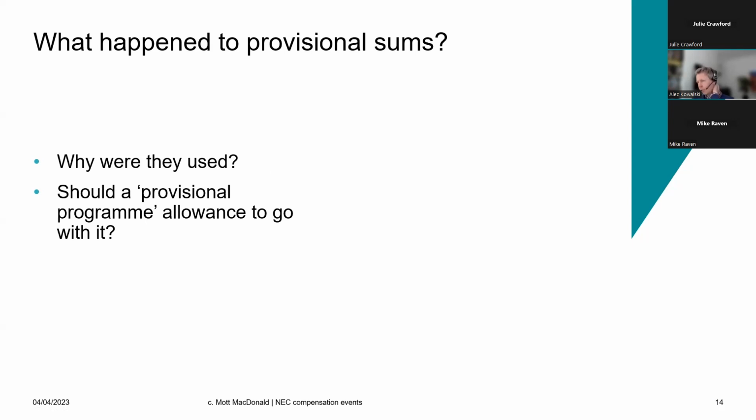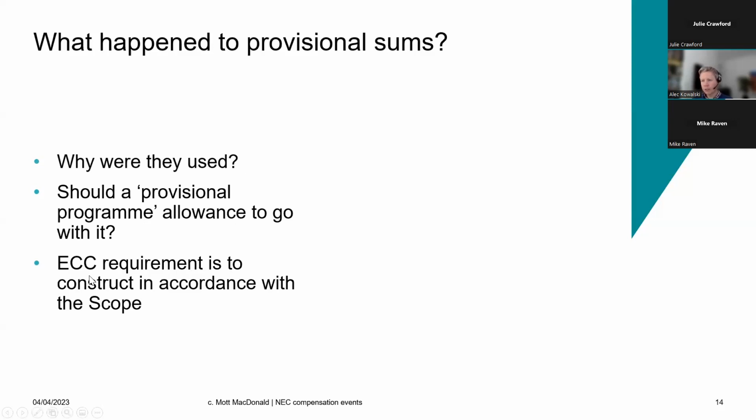Should you have a provisional program allowance to go with it? Remember from other bite-sized sessions how central the program is to the NEC contract. So if we're using provisional sums, we should also perhaps have provisional allowances in the program. The ECC requirement is to construct in accordance with the scope. So the contractor is deemed to have priced and allowed time for all of the scope.